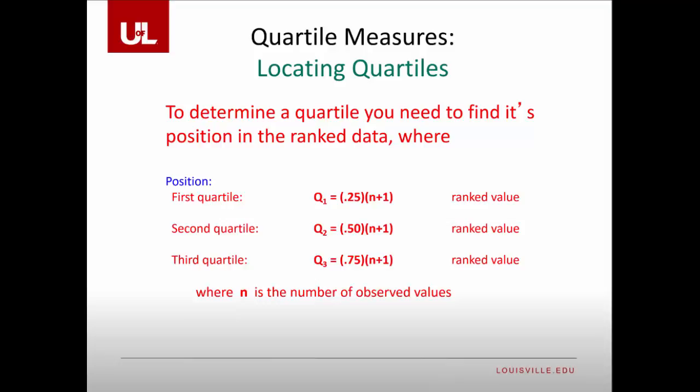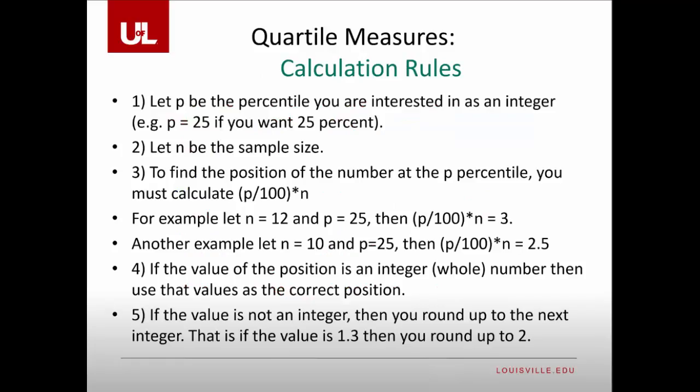The second quartile is going to be 50% times n plus 1. And the third quartile is going to be 75% times n plus 1. The formula is always going to be percent times n plus 1. Let p be the percentile you're interested in as an integer, e.g., p is equal to 25 if you want 25%. Let n be the sample size.